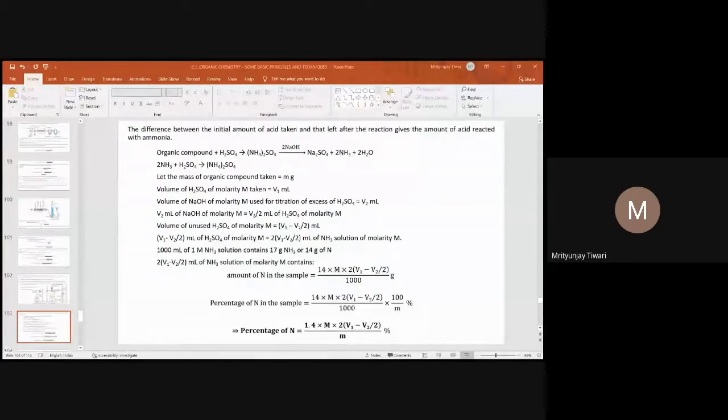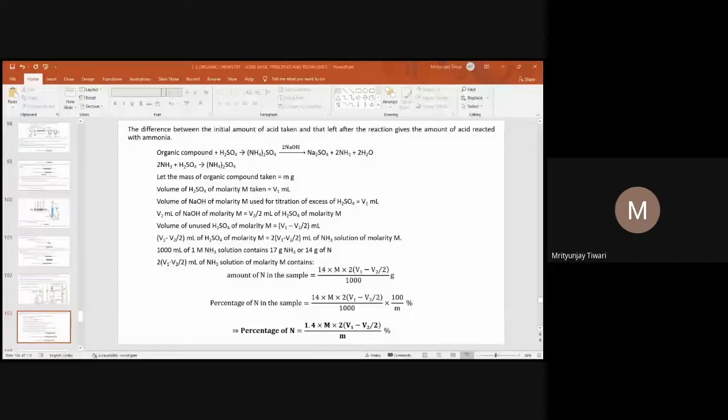This is because these compounds do not change to ammonium sulfate under the given conditions. The conditions that we have used, H2SO4 and CuSO4 with heating, form ammonium sulfate. Under these conditions, nitro compounds or azo compounds do not give ammonium sulfate, so we do not use the Kjeldahl method if the nitrogen in the compound is in the ring or in the form of a nitro compound.